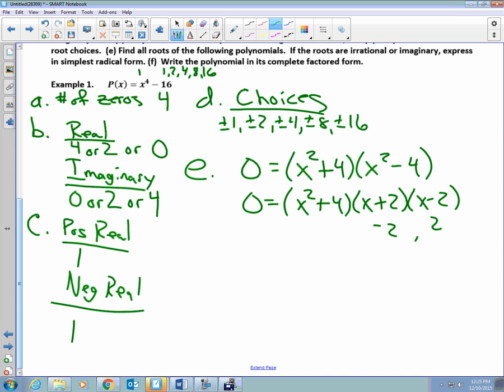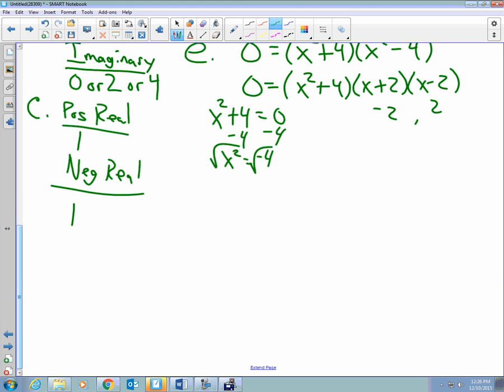How do I solve x squared plus 4 equals 0? You could use the quadratic formula as well. We square root negative 4. What's the square root of negative 4? Plus or minus 2i. So therefore, my solutions, I have 4 of them. Negative 2, positive 2, negative 2i, and positive 2i. If you put plus or minus in front of both of them, that's fine as well.